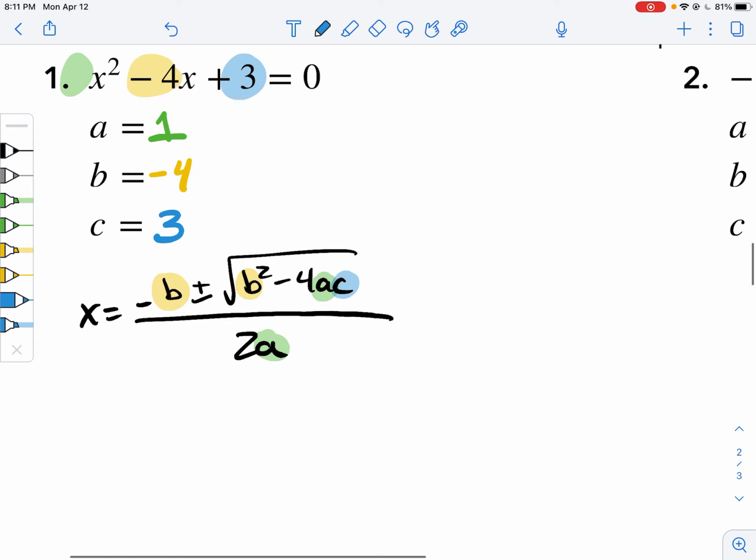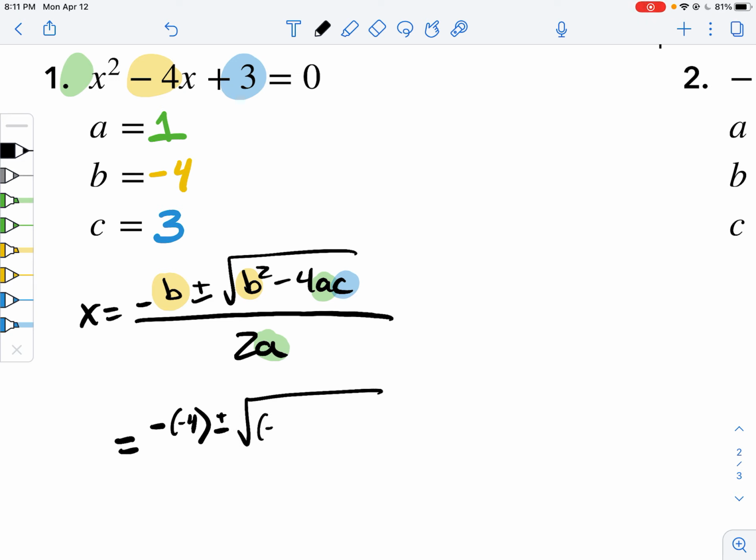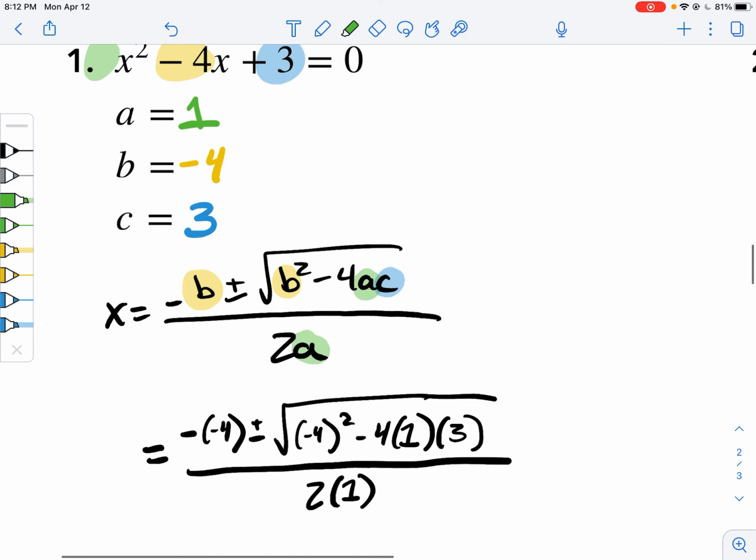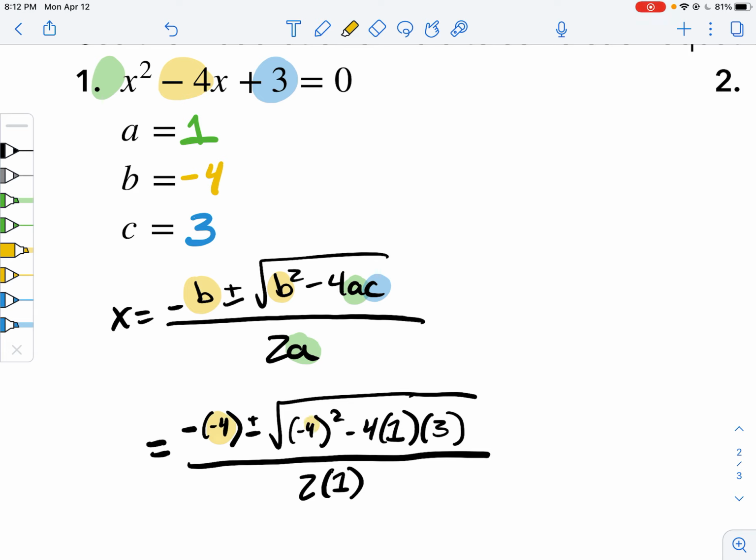So that means we have x equals negative negative 4 plus or minus the square root of negative 4 squared minus 4 times a, which is 1, times c, which is 3, all over 2 times 1. So just to check, everywhere we have a b, we put a negative 4. Everywhere we have a, we put a 1. And everywhere we have a c, a 3.